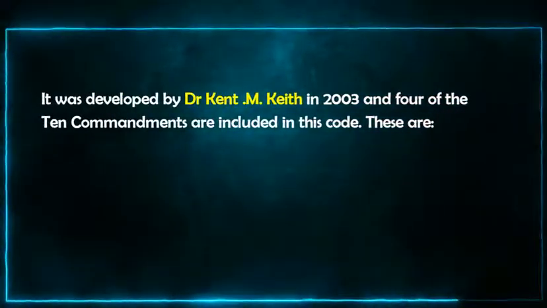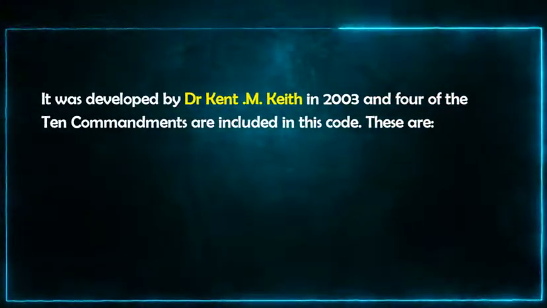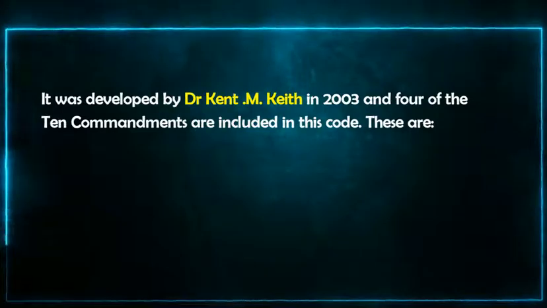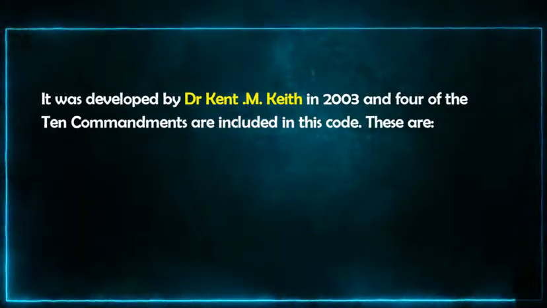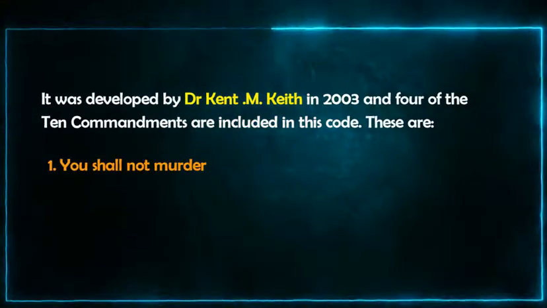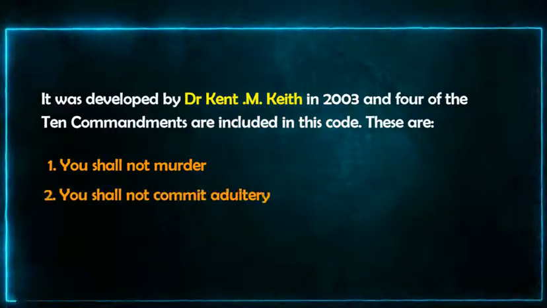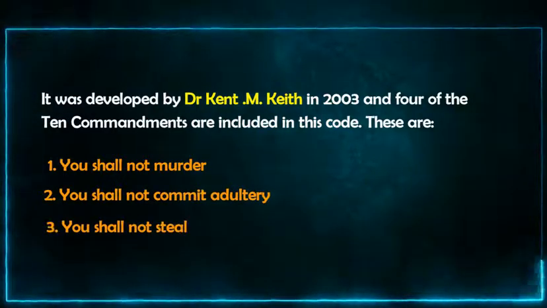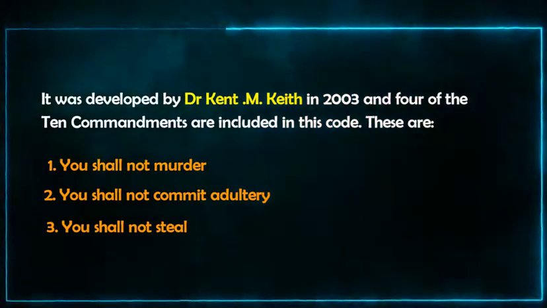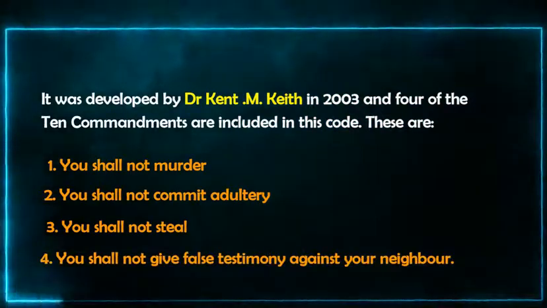It was developed by Dr. Kent M. Keith in 2003, and 4 of the 10 commandments are included in this code. These are: you shall not murder. You shall not commit adultery. You shall not steal. You shall not give false testimony against your neighbor. The Universal Moral Code also includes the Golden Rule.